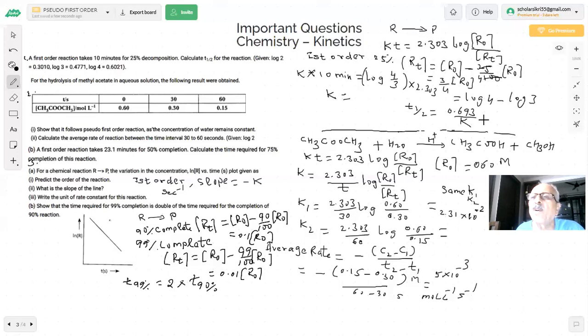So what I said, the golden formula is always one. You have only one golden formula, which we are using all the time. The golden formula is the same every time. kt is equal to 2.303 log of R0 by Rt. Another way of writing this is a by a minus x, the original concentration over the left amount. Got it? Okay, sir. So I have given you both the formulas.